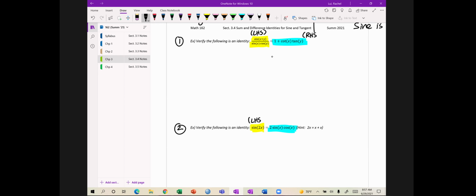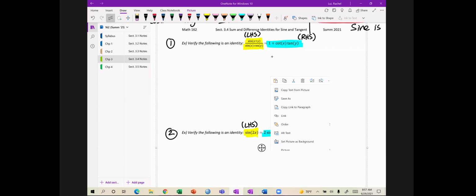Start with one side. LHS is for left-hand side. RHS is for right-hand side. So start with one side. Use your identity list to help you transform that side to become the other side. And you may want to start working independently, but do share and collaborate with each other. So we'll spend a little bit of time in the breakout rooms.